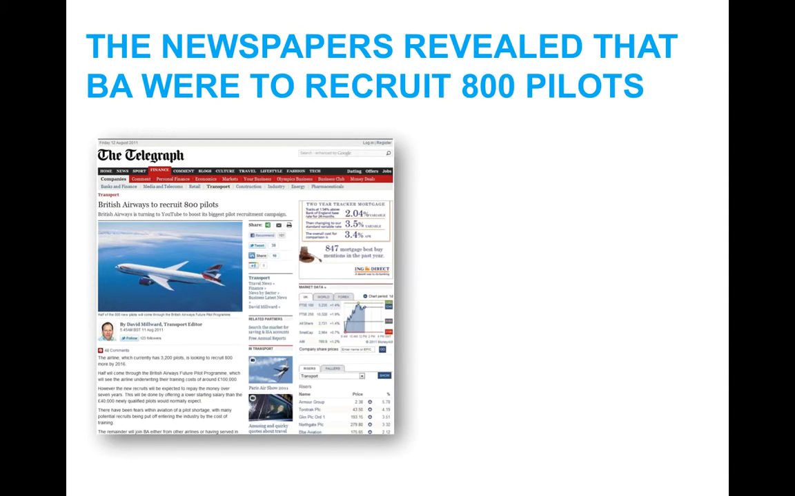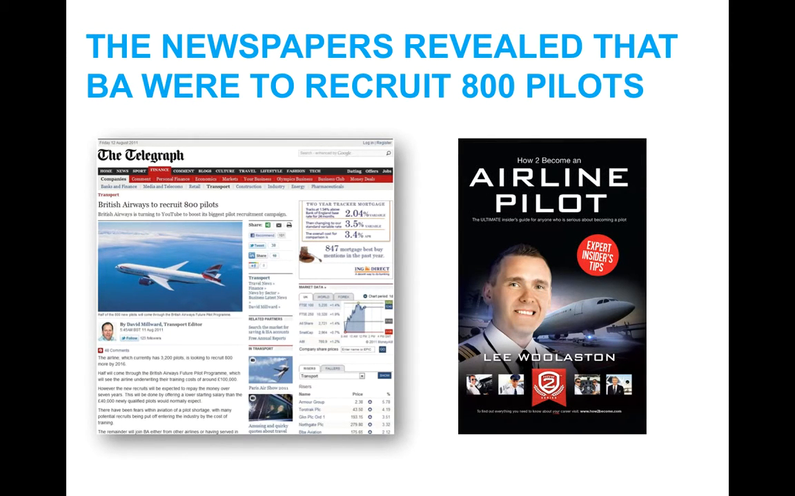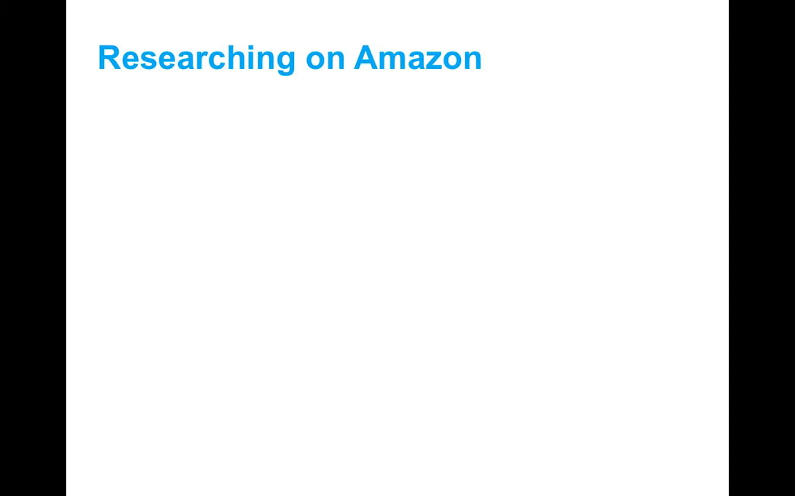I mentioned earlier on about the newspapers. Well, I was reading a newspaper and British Airways were revealing in the Telegraph that they were going to recruit 800 pilots. So this is about keeping your eyes open and listening as well with your ears to see what's going on. So I got someone to write a book for me called How to Become an Airline Pilot, which has done really well on Amazon and also in high street stores such as Waterstones.